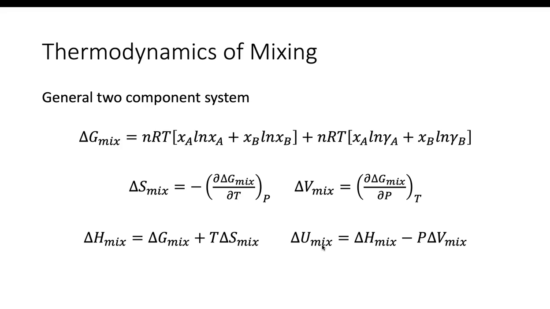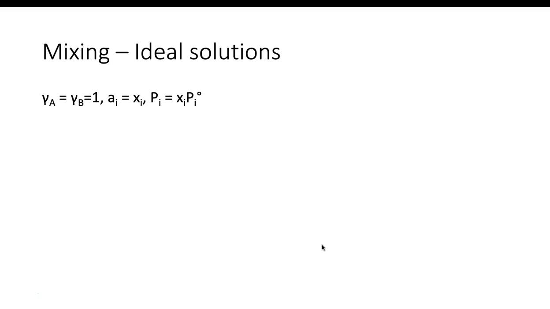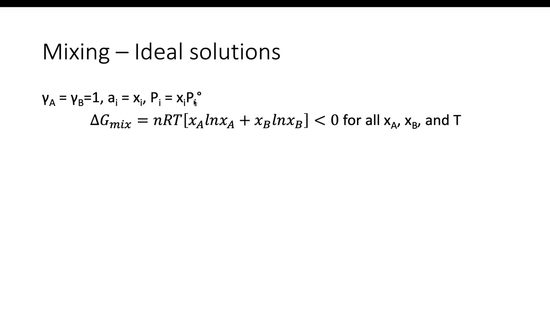So let's apply them to the simplest case, which is an ideal solution. An ideal solution means that all of our activity coefficients are equal to 1, so our activities are the mole fractions, and then our vapor pressures are just related based on Raoult's law. So we're just going to have the mole fraction times the vapor pressure of the pure liquid. Then our delta G of mixing simplifies just to the ideal portion, which is due to the mole fractions.